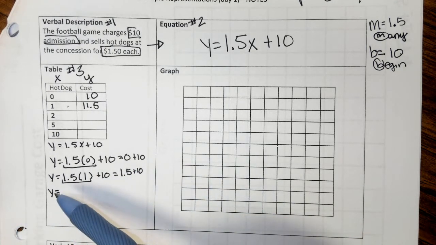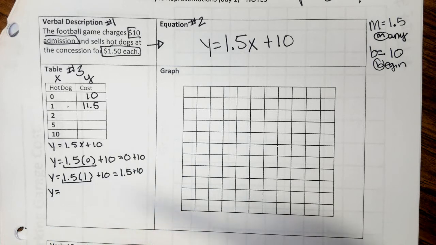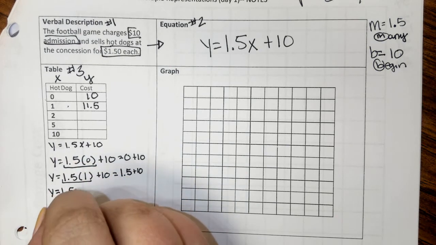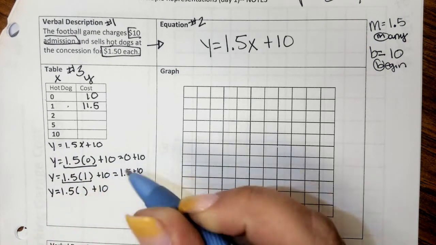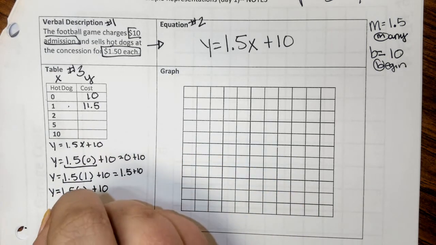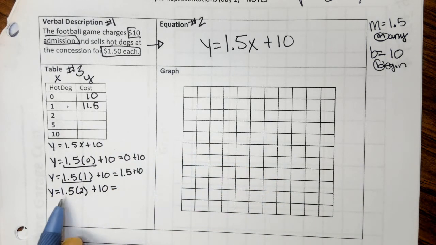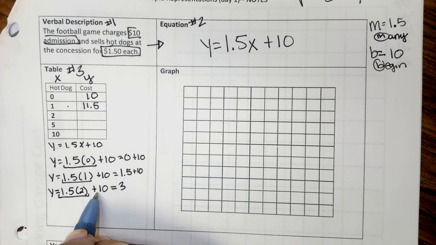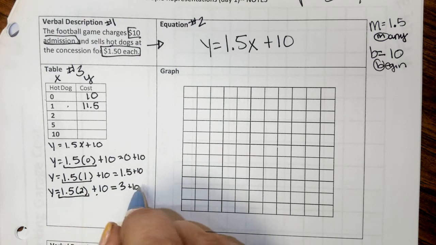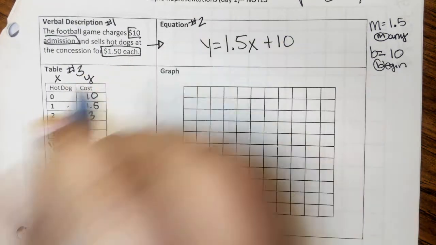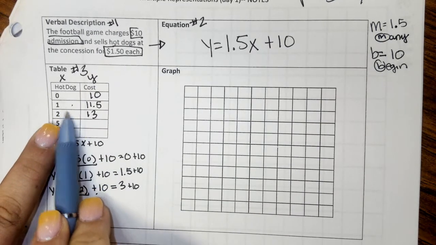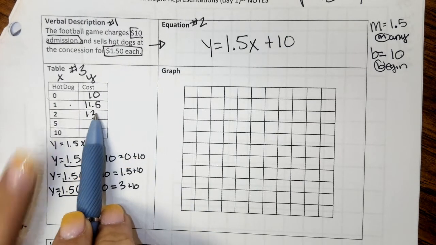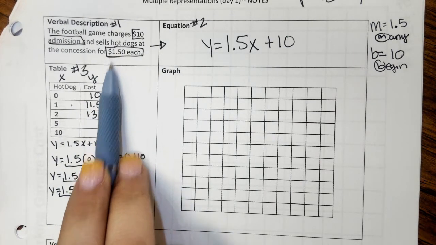Now that we've thought about it, let's use the process to mathematically see if we were correct or not. The equation is 1.5 times whatever x is plus 10. X is 2 now. So we've got 1.5 times 2, which is 3. Now we still have plus 10. 3 plus 10 is 13. Now we had one more hot dog from 1 to 2, so we should have gone up by just $1.50, and we did. 50 cents gives us 12, and then the extra dollar is 13.